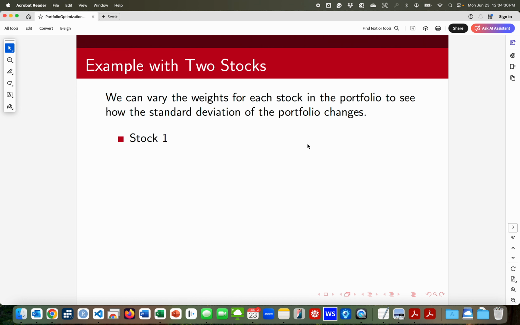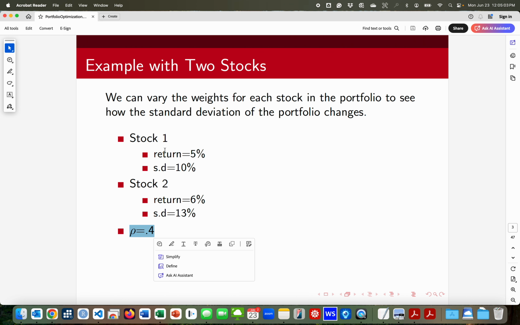So if we only have two stocks in a portfolio, we can visualize this very easily and see the minimum variance here. So what we're going to do is vary those weights for each stock in the portfolio to see how the standard deviation of the portfolio changes. So we have two stocks here. Stock 1 has a return of 5%, a standard deviation of 10%. Stock 2 has a return of 6% and a standard deviation of 13%. And we are assuming the correlation between stock 1 and 2 is 0.4.